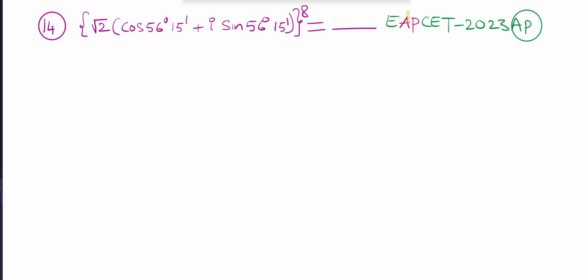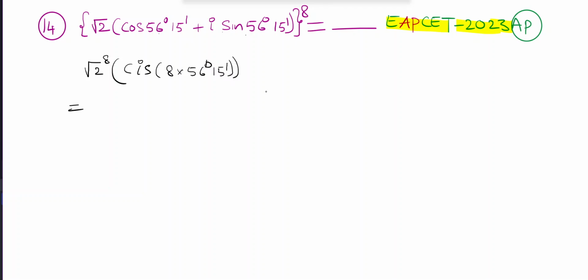This is an EAPCET 2023 problem from De Moivre's theorem. Here is given (√2 (cos 56°15' + i sin 56°15'))⁸ is equal to dash. This is equal to (√2)⁸ into, applying De Moivre's theorem for this, cis 8 into 56°15'.